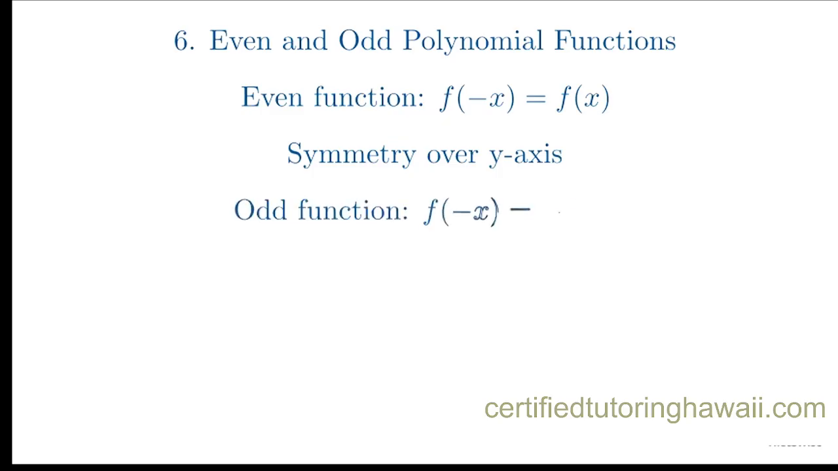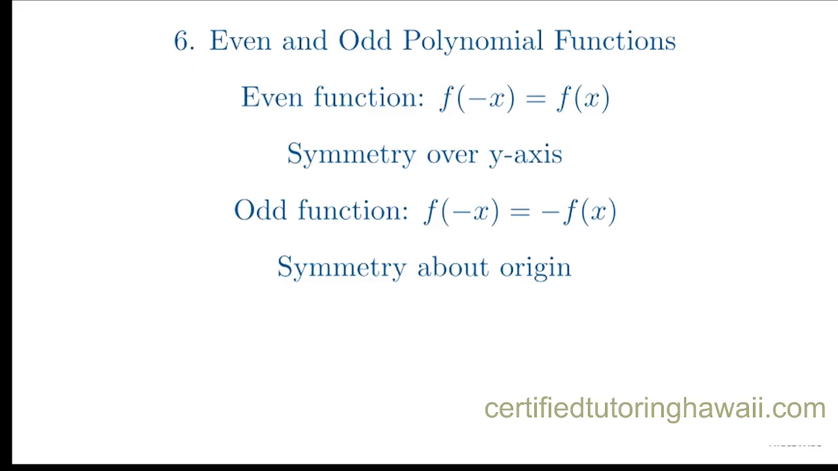An odd function is one where substituting negative x gives you the negative of the original function. That is, f of negative x equals negative f of x. Geometrically, the graph is symmetric with respect to the origin, which means if you rotate the graph 180 degrees around the origin, it looks the same.